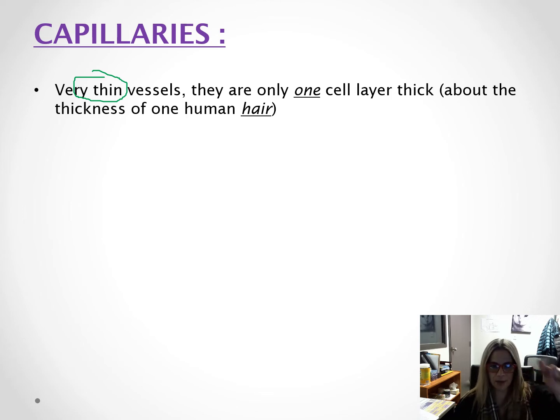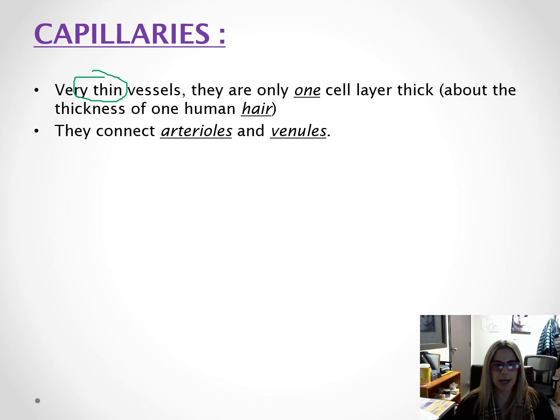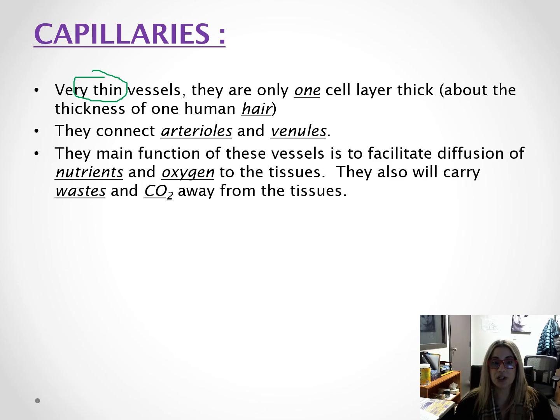So if you think about the outer part of the artery and the vein and how many cells there were there, especially in those arteries, the capillaries are literally only one cell layer thick on the outside. They are considered about the thickness of a human hair, so super, super tiny. These are the vessels that actually connect the arterioles and the venules, okay? So when you think of the smallest version of the arteries and the smallest version of the veins, the capillary bed is what connects them together in the middle and allows for materials exchange.